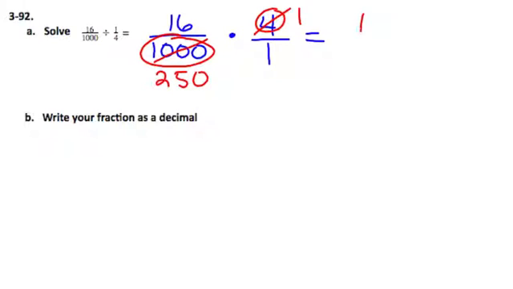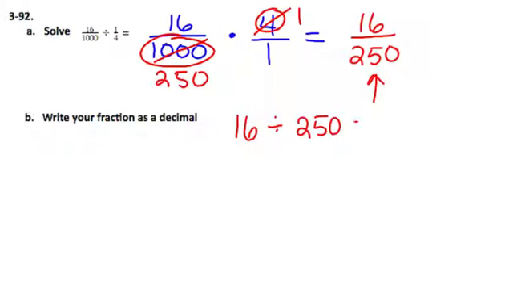So now if I multiply across, I get 16 250ths. And the last thing I'd like you to do, write this fraction as a decimal. Now remember, you'd have to take the numerator divided by the denominator. So when you do 16 divided by 250, you're going to get 0.06.